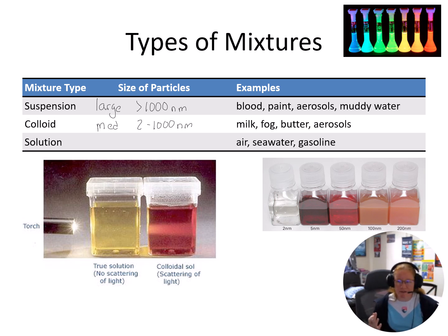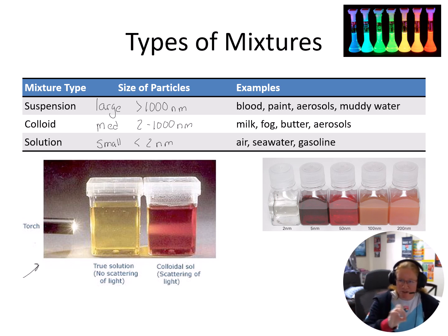And then our true solutions are homogeneous mixtures where we cannot see any difference between the particles in there. These are going to have tiny particles, and they're going to be less than 2 nanometers. So we can't see those particles. Now this is an interesting solution right here. I've got two different solutions: a true solution and a colloidal solution.